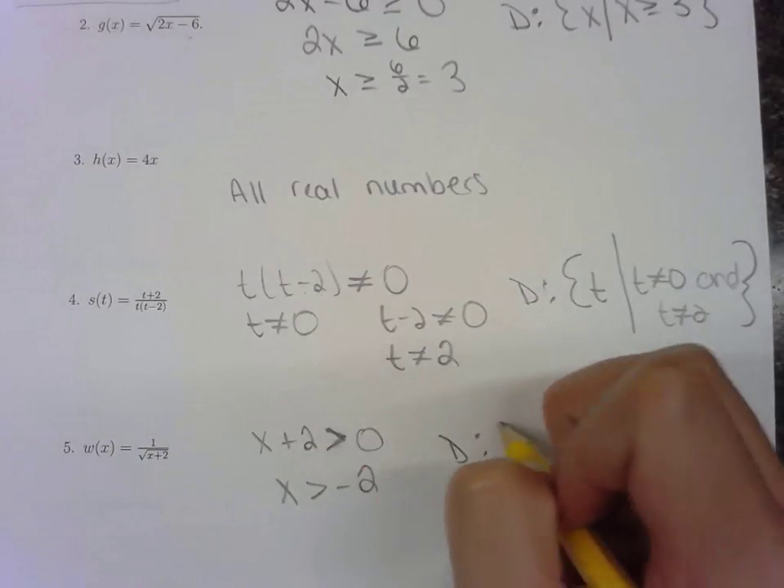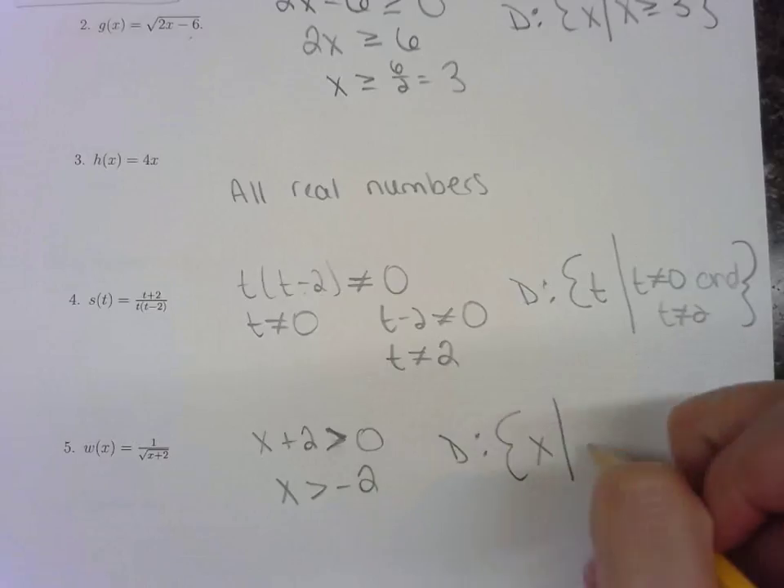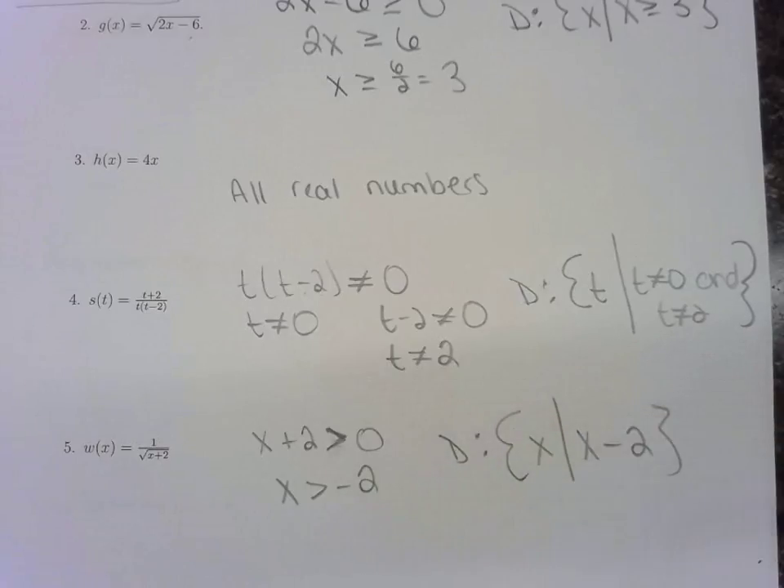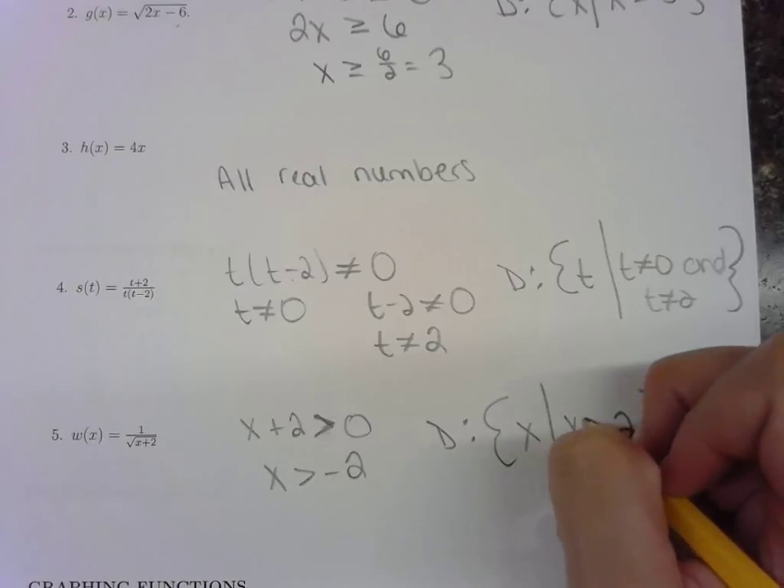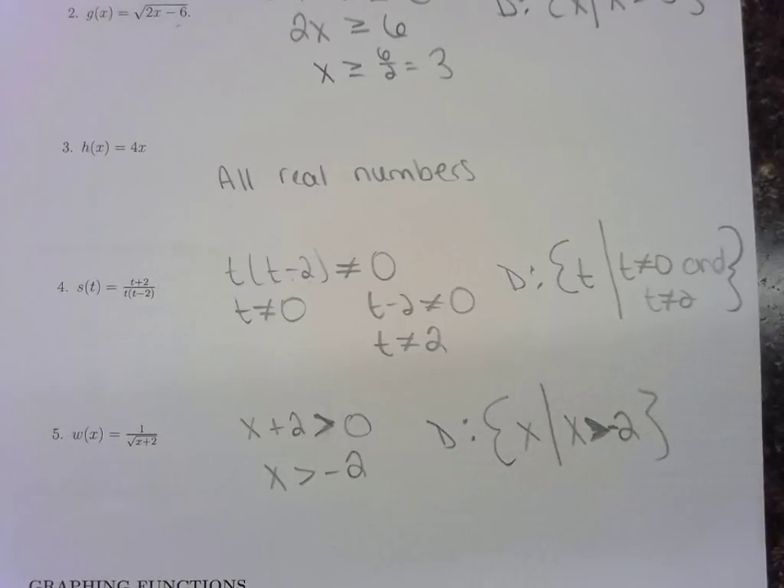So the domain is all x such that x is greater than negative 2. I'd probably start at negative 1. It's greater than negative 2. And a 0 would work. So that is some examples for domains, which you will see on the math part of the SAT.